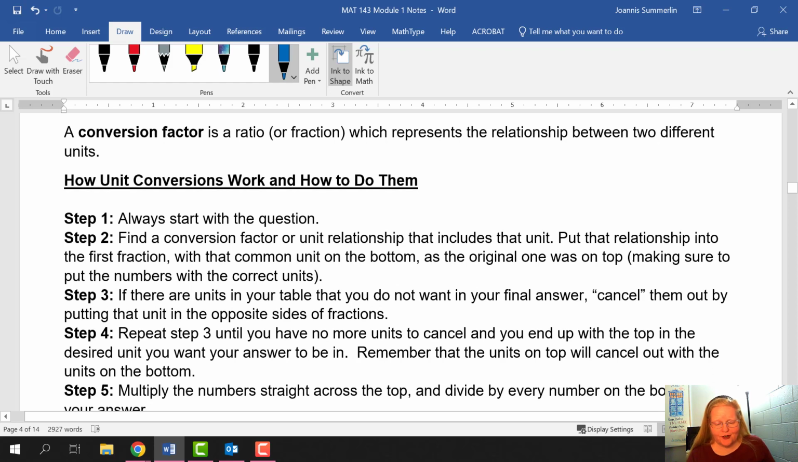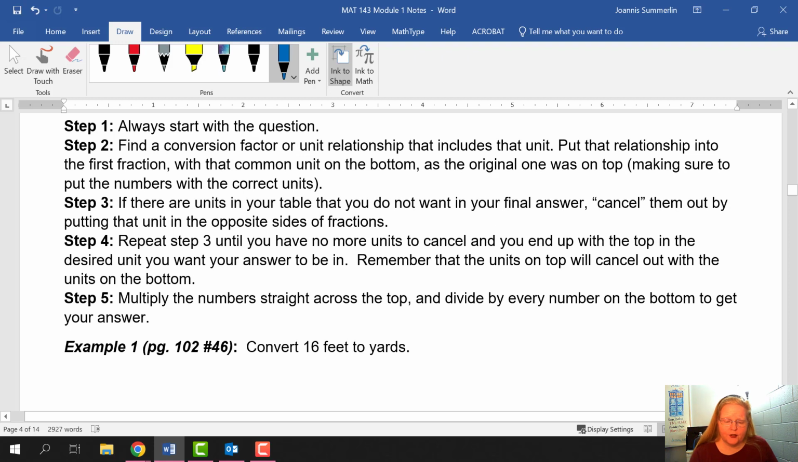But for the most part, always start with the question first. You need to find the conversion factor or the unit relationship that includes that unit. Put the relationship into a fraction with the common unit on the bottom. That's the important part, as the original one was on top. Make sure you put the two numbers with the correct units. If there are units in your table that you do not want in your final answer, cancel them out by putting that unit on the opposite side of the fraction.